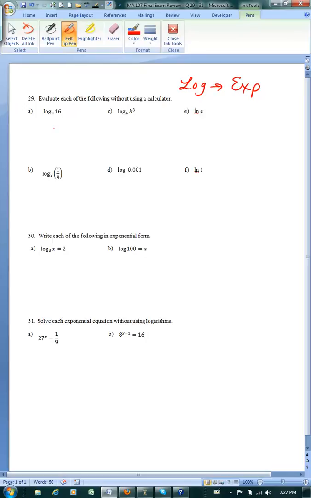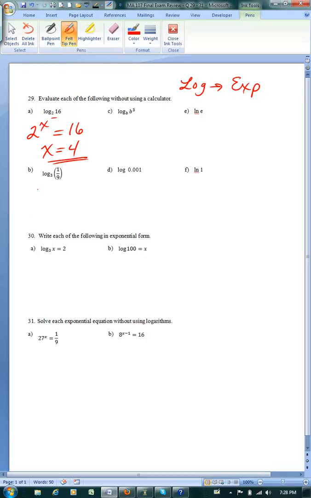So for letter A, we have 2 is the base. The base is always written smaller, raised to the x, and that equals 16, which is always the higher or the taller number within the log. So what exponent on 2 creates 16? Well, 2 times 2 is 4, times 2 is 8, times a fourth 2 is 16. So the exponent of 4 creates 16.